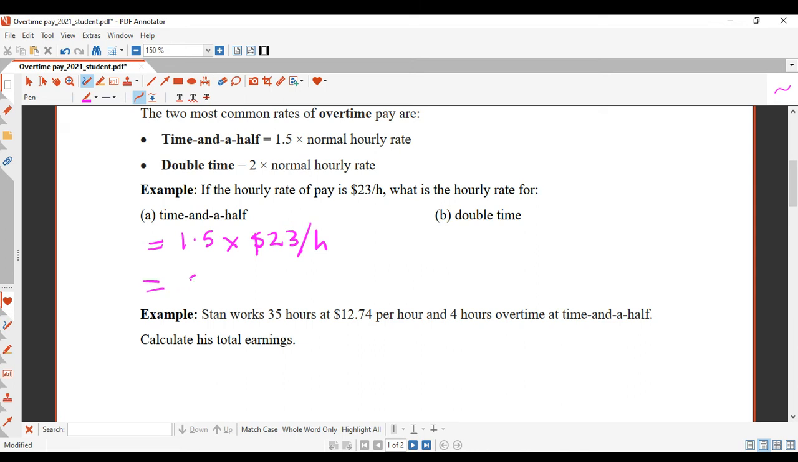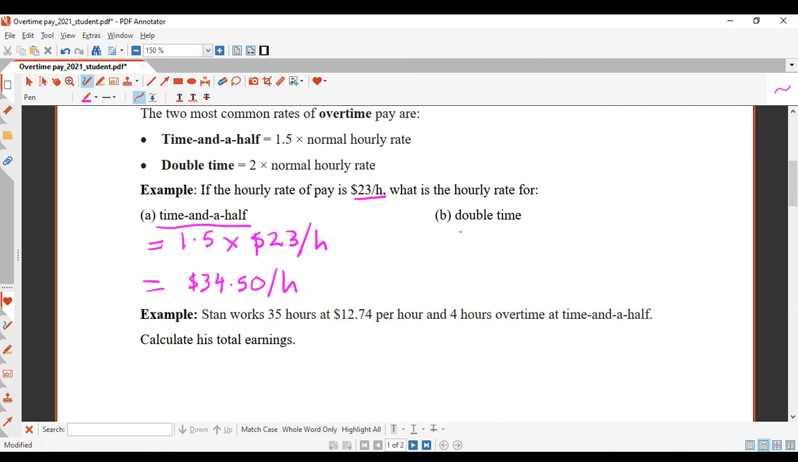Okay, so $34.50. Now, it is a rate per hour. Your normal hourly rate of pay is $23 per hour. At time and a half, which is 1.5 times your normal hourly rate, time and a half is $34.50 per hour.